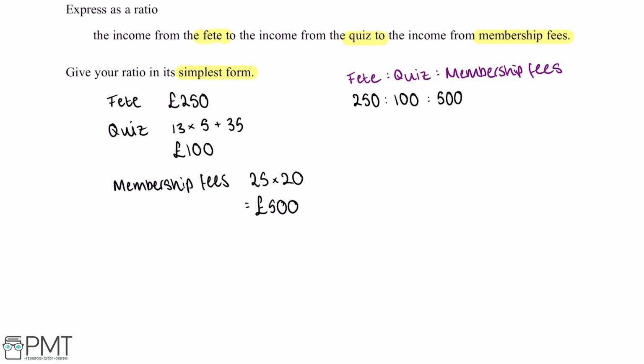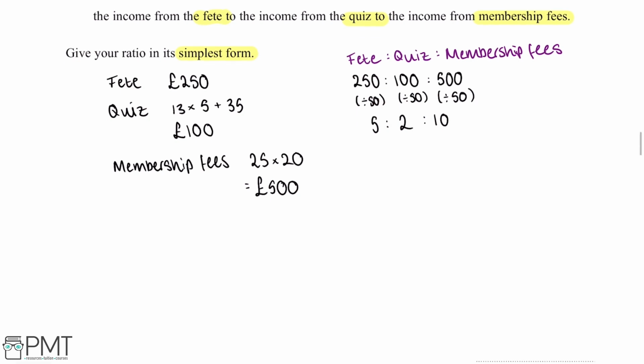So in order to do this, we're going to want to divide each of these 3 numbers by a common factor. So what we can do is divide these 3 numbers by 50. 250 divided by 50 will give us 5. 100 divided by 50 will give us 2. And then 500 divided by 50 will give us 10. And we know this is in its simplest form because 5 is a prime number.